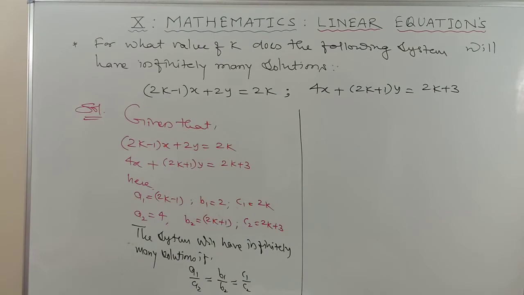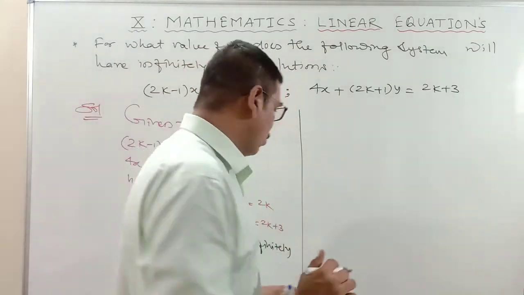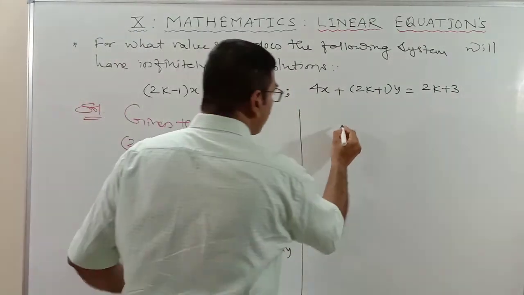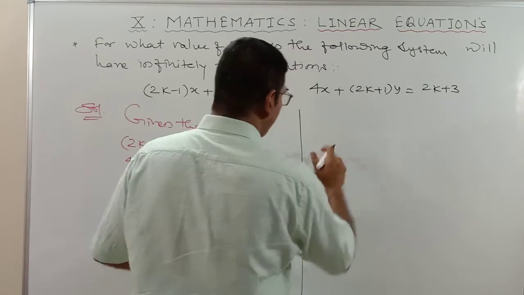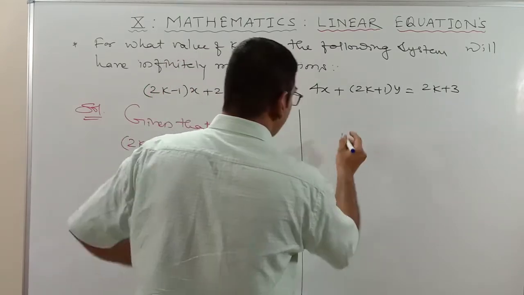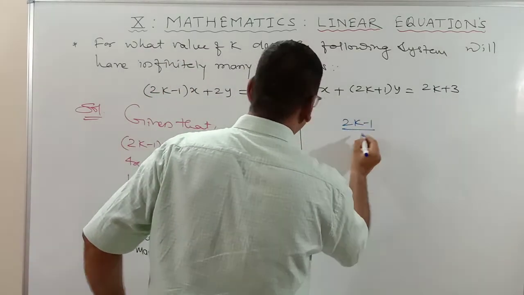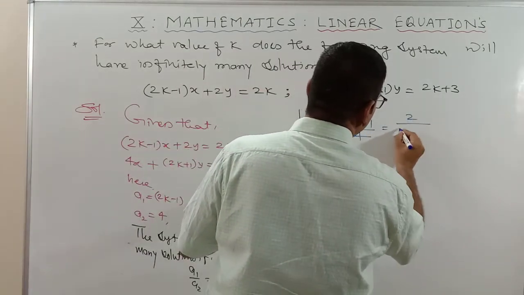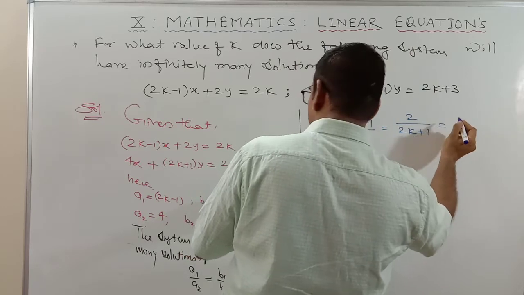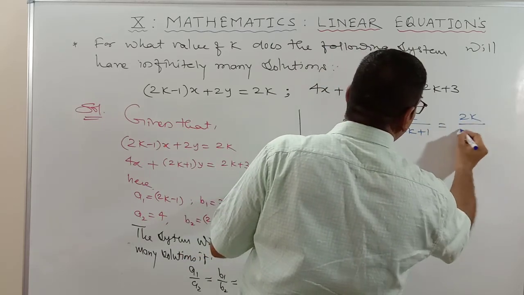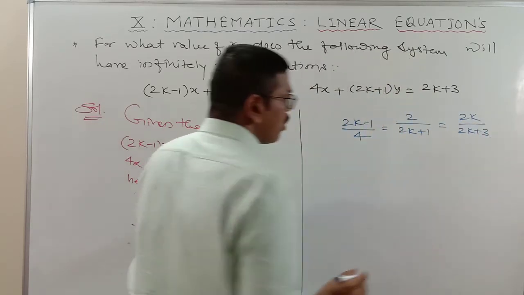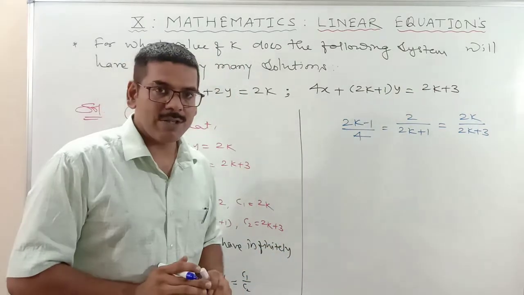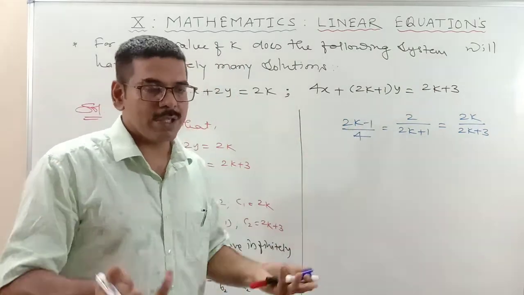See, till here everyone should understand the solution. यहाँ तक सभी को समझ में आना चाहिए. That's very simple. Now we are just putting the values. What are the values? 2k minus 1 upon 4, that is A1 upon A2, is equal to 2 upon 2k plus 1, and this is equal to 2k upon 2k plus 3. It must be satisfied with all. You may take both the values, you may take one.